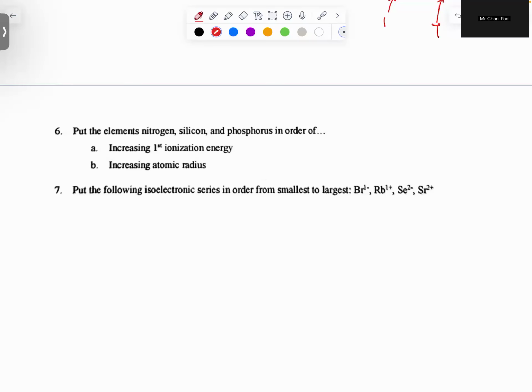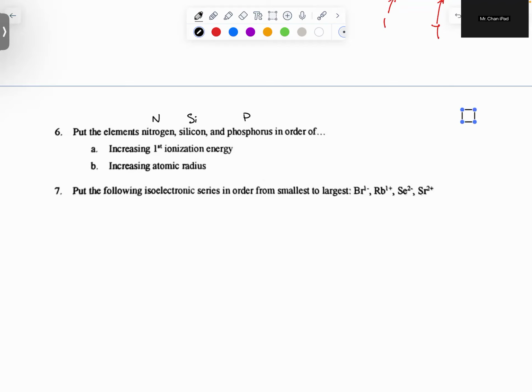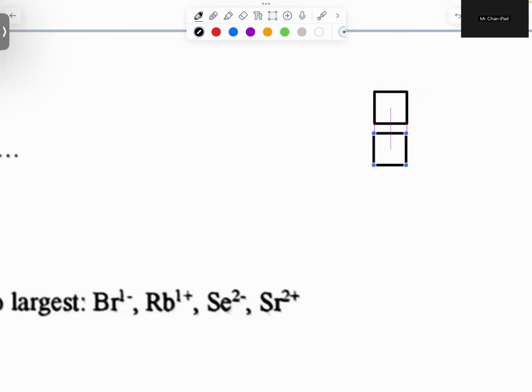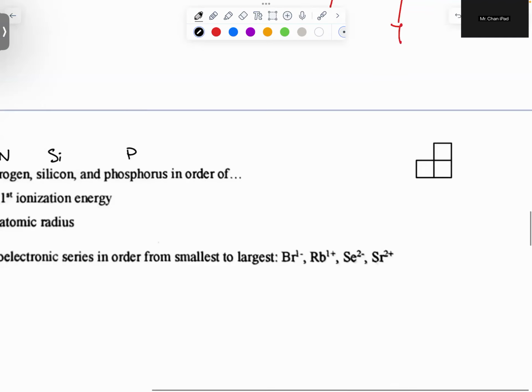So let's take a look at number 6. We've got 3 elements: nitrogen, silicon, and phosphorus. If you look at the periodic table, these 3 elements are located like this, right? You have nitrogen, you have phosphorus, and you have silicon right here. Okay?